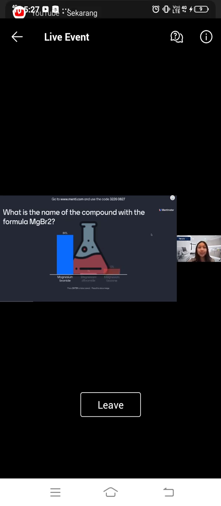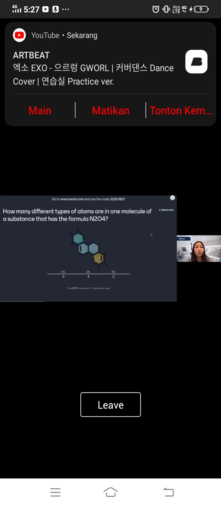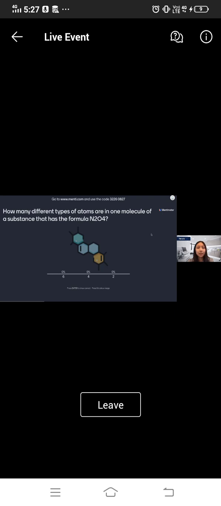Next. Don't worry, we've got many more questions to go through. How many different types of atoms are in one molecule of a substance that has the formula N2O4? Unfortunately on Menti, we cannot do superscript and subscript, so the 2 and 4 should be small. This is one whole compound on its own. How many different types of atoms? Read the question carefully.